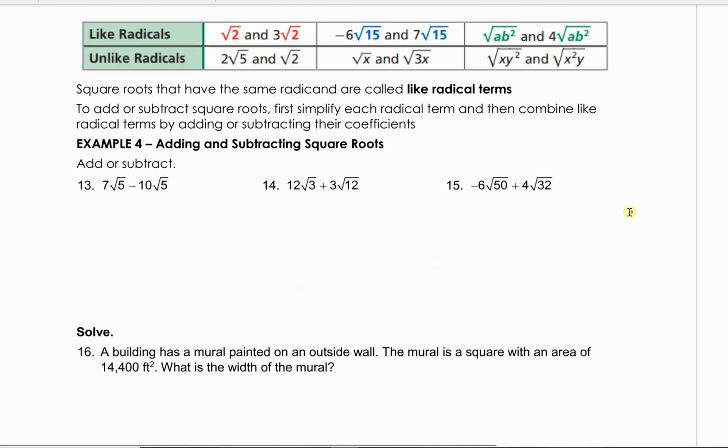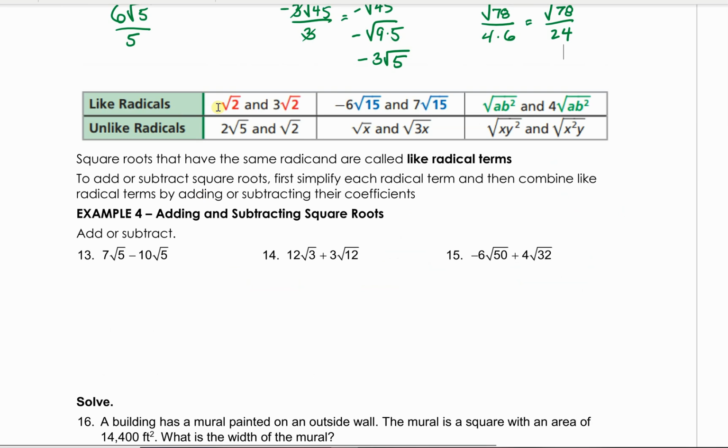We also have this concept of what we call like radicals. Like radicals have the same radicand, like square root of 2 and 3 square roots of 2. Negative 6 square root of 15 and 7 square root of 15, square root of a b squared, and 4 square roots of ab squared. Unlikes have different radicands, so the square root of 5, square root of 2. They're both square roots, but they're not like. X and 3x, not like. Xy squared, x squared y, they're not like.